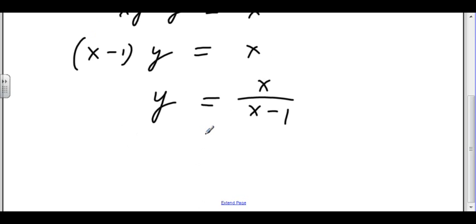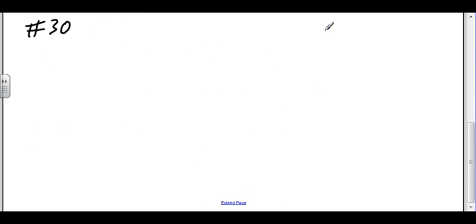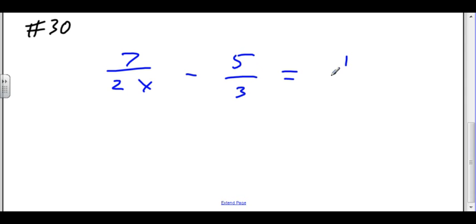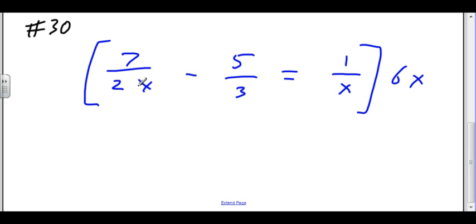Okay, we'll do number 30. 7 over 2x. Now, do any of you guys like broken records? I mean, they're a very good thing, right? So I'm going to do the same thing. I'm going to get rid of the denominator, right? Multiply both sides by 6x. All right, so at least we have 3.